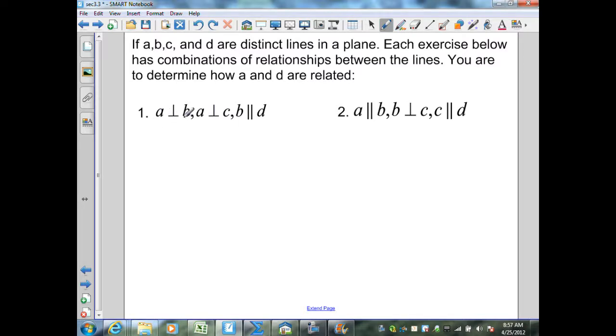Here I have A is perpendicular to B, and A is perpendicular to C. If two lines are perpendicular to the same line, they must be parallel. Therefore, B is parallel to C. I also have that B is parallel to D. And if two lines are parallel to the same line, they are parallel to each other. So I have C parallel to D. I know that A is perpendicular to C. And I know if a line is perpendicular to one of two parallel lines, it is perpendicular to the other. Therefore, A is perpendicular to D.